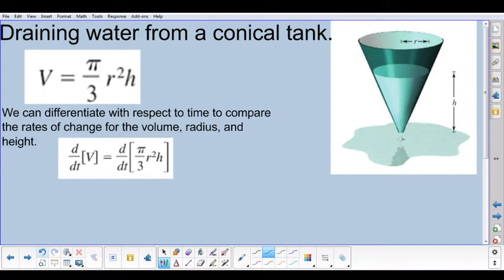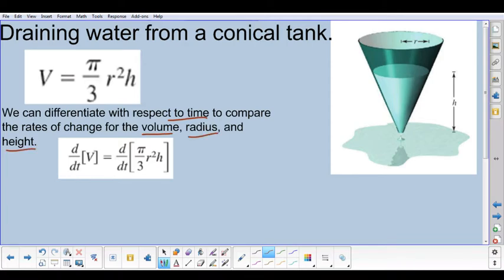Let's actually talk about why we do this. What if we have a shape like a conical tank right here, and I want to find the rate of change as it's draining water from the bottom. So we know the volume of a cone is pi over 3 r squared h. But how we're going to do this is differentiate with respect to time to compare the rates of change of volume, the radius, and the height.